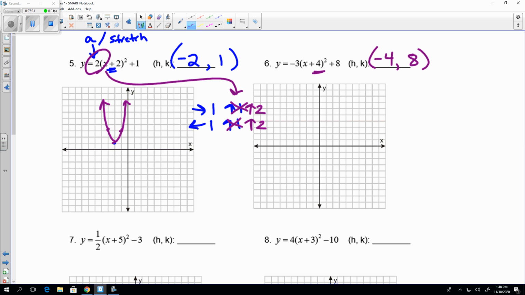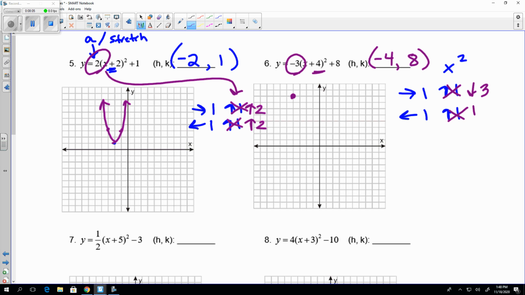1, 2, 3, 4, up 1, 2, 3, 4, 5, 6, 7, 8. Okay. And again, our normal things from that vertex, we're going to go right 1, up 1, left 1, up 1. And we're getting that because that's what the regular x squared parabola follows, that pattern. Okay? But this time we have a stretch. We have an A value of -3. So what that means is we're going to multiply this vertical part by -3, which really means we're changing our direction. Now it's going to go down in 3.